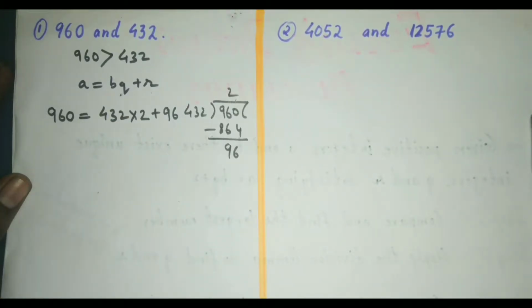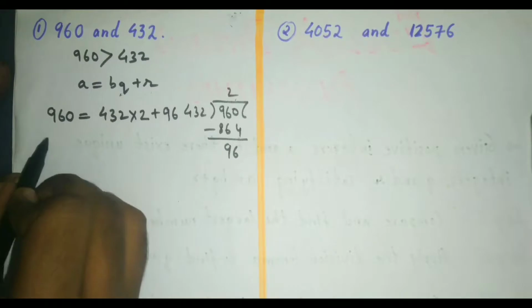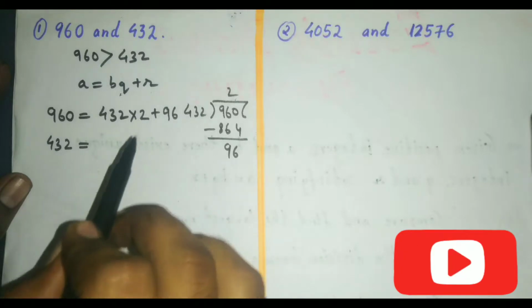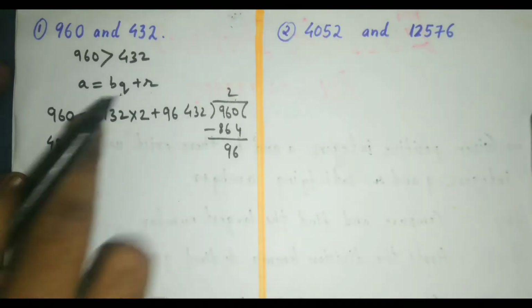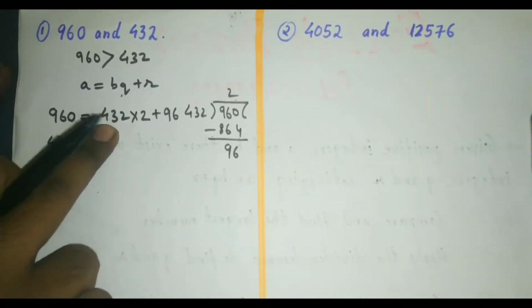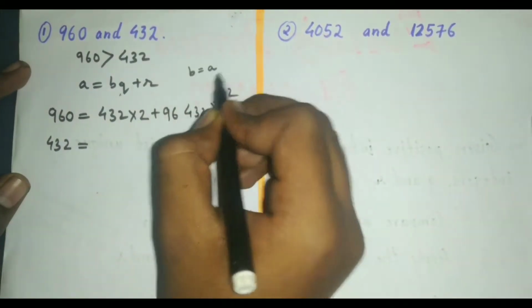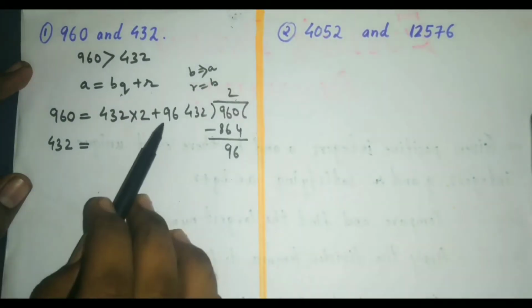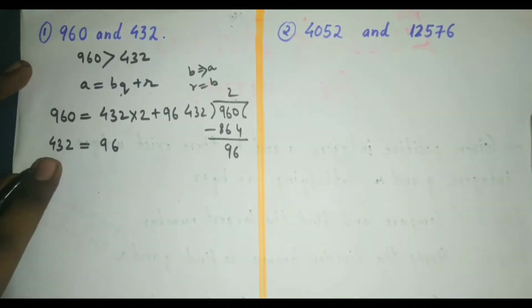Now next step, the numbers will change. That means A will change to 432, and B will be the remainder. So you have to understand that if the remainder is not 0, then you take B as A and R as B. That means B you take as A, and the remainder R you take as B. Here also B will be the smaller number and A will be the larger number.